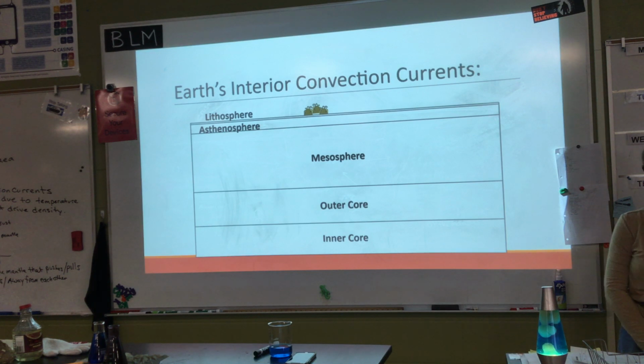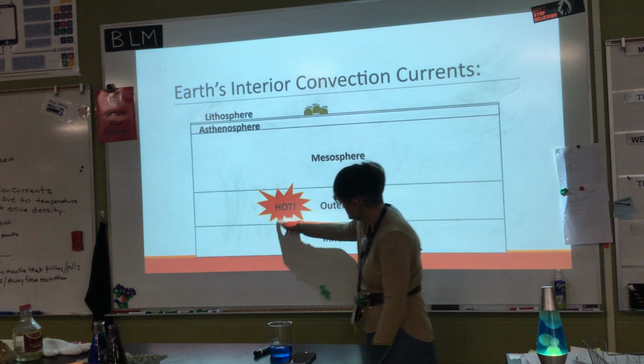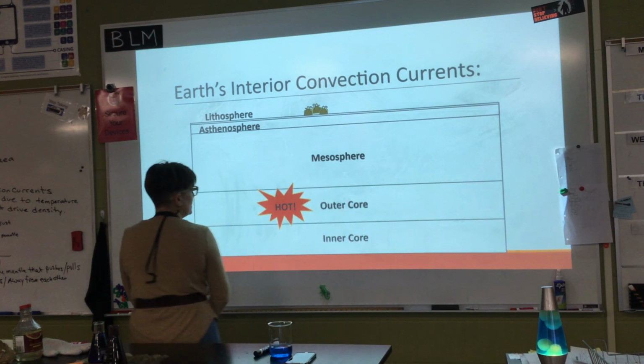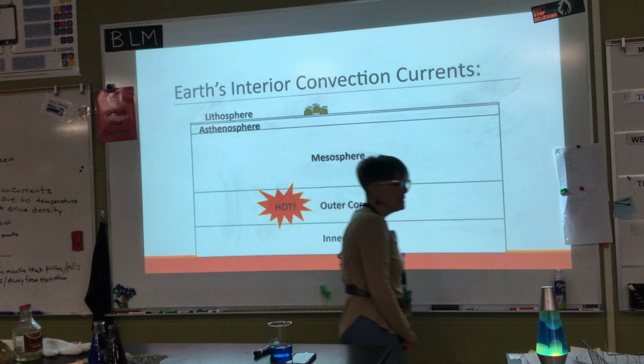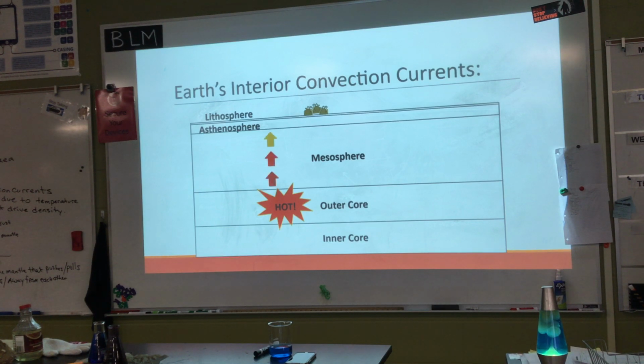Where's the heat? Right, just the core. Just write heat somewhere on the core. If you just want to say heat, hot, whatever you want on the core. That heat makes the mesosphere start doing what? Move. So I need you to make these little arrows. It makes the mantle in the mesosphere start moving up.